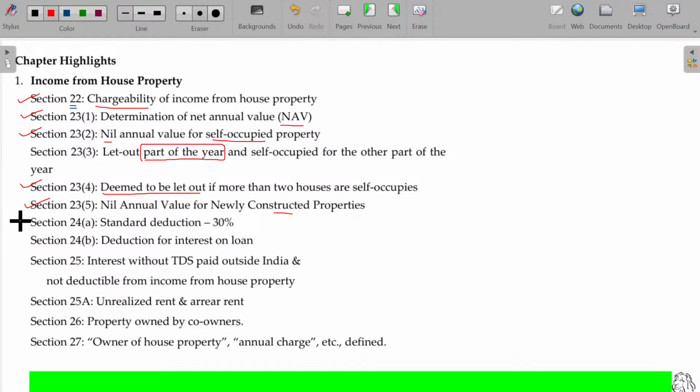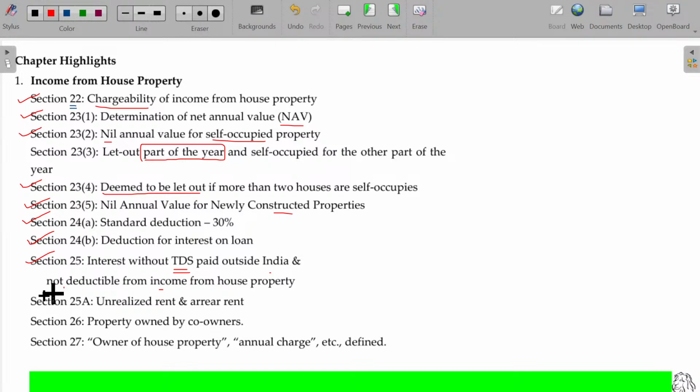And section 24 class A is all about standard deduction. Section 24 class B is all about deductions for the interest on loan borrowed for construction of house property. Section 25 I just now incorporated here. Interest without TDS paid outside India, not deductible from the income from house property. So in this illustration, we are supposed to pay the interest to his cousin in Singapore. As the payment goes outside India, it can be deductible only if the TDS is deducted. But the status of deductibility of TDS is missing. We assume it may be deducted. So the legal provisions under section 25 is met.